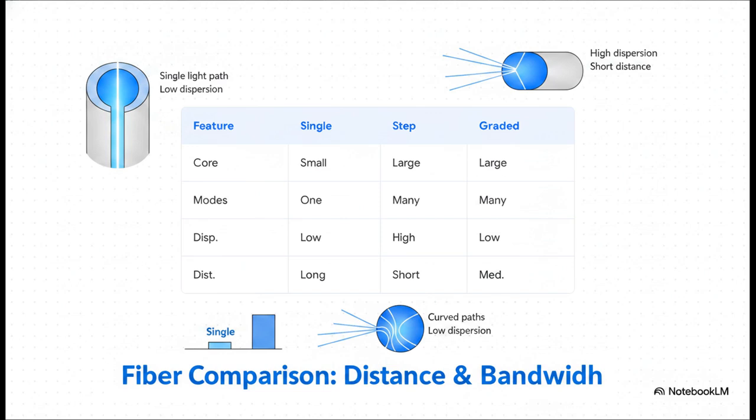Down at the other end, step index is basically your simplest multimode fiber. Its large core and sharp, bouncing light mean high dispersion, limiting it to short distances and lower bandwidth. But this brilliantly illustrates why graded index is so special right there in the middle column. It perfectly balances the extremes. You still get the easy-to-work-with large core of a multimode fiber, but because of those smooth, curved light paths, it manages to keep dispersion low, making it perfect for medium distances and high bandwidth.